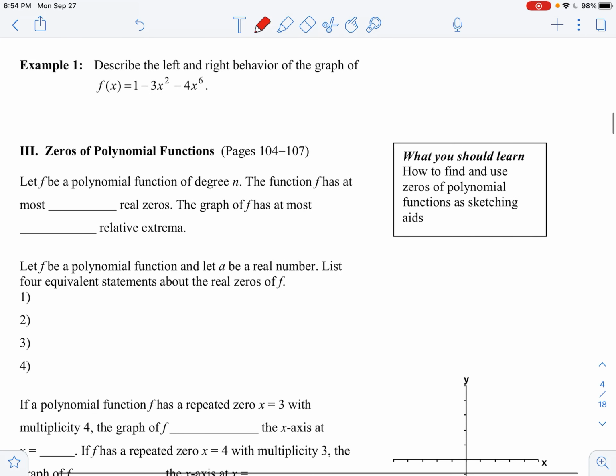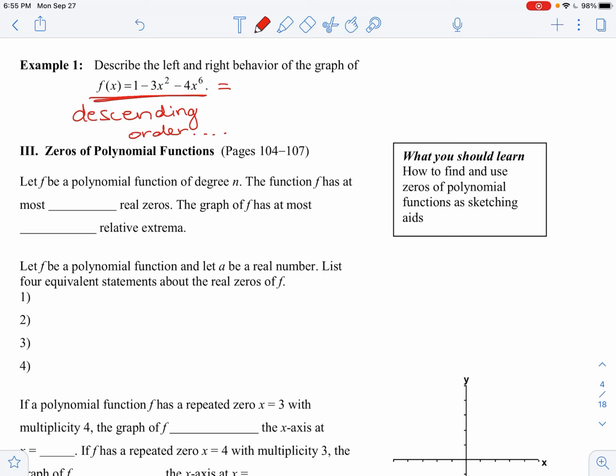So let's talk about describing the left and right behavior of this graph. First and foremost, we need to make sure that this is in descending order, because we need to see what the leading coefficient is. So we need to put this in descending order. So I'm going to rewrite this as negative 4x to the 6th minus 3x squared plus 1.